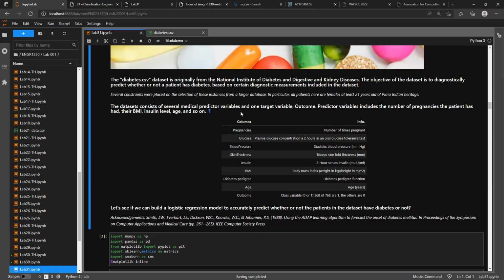The data set has a couple predictor variables and one target variable. So that's the outcome. The predictor variables are everything we have over here: pregnancies, glucose levels, blood pressure, insulin, BMI. And the outcome is 1 or 0, so diabetes or not.